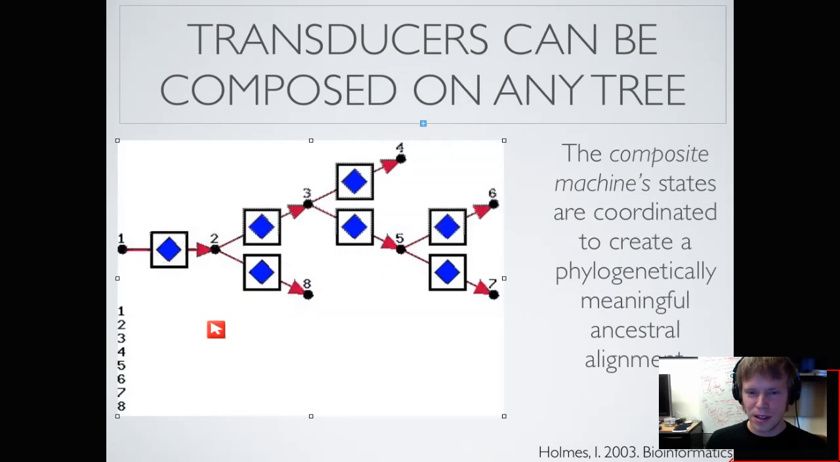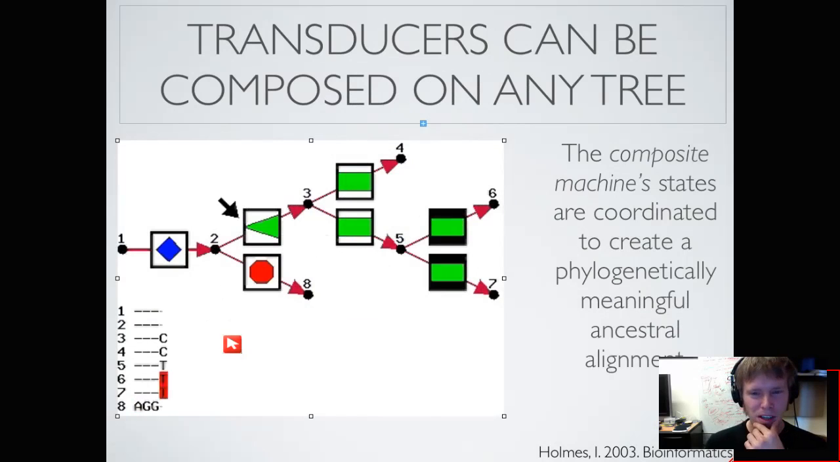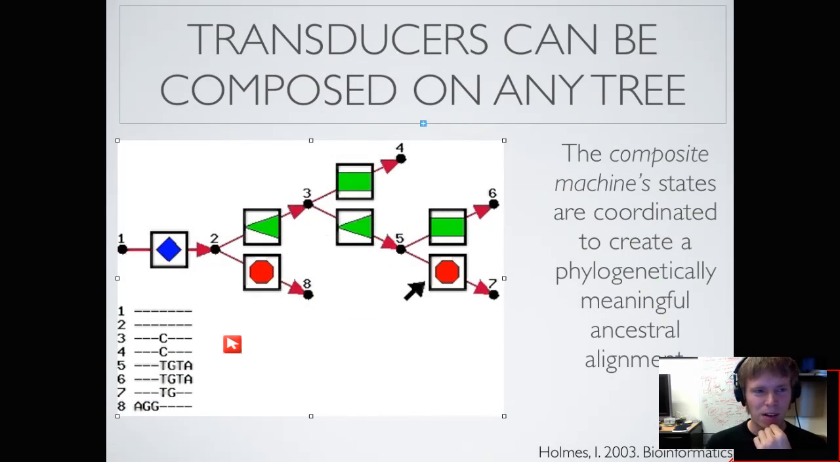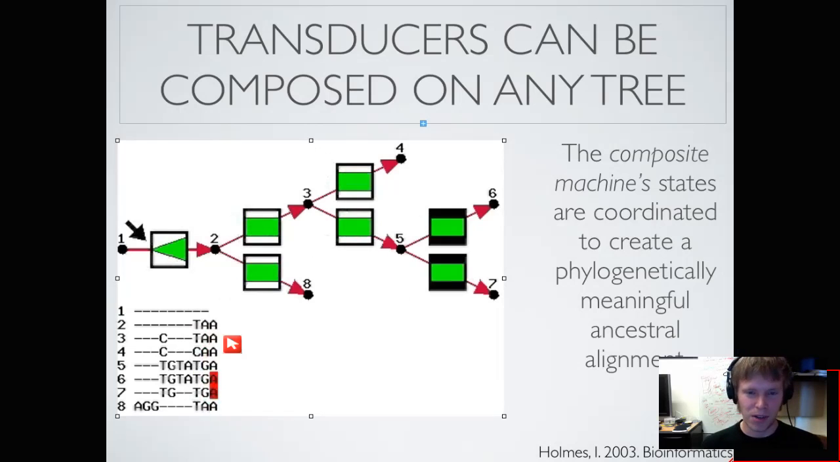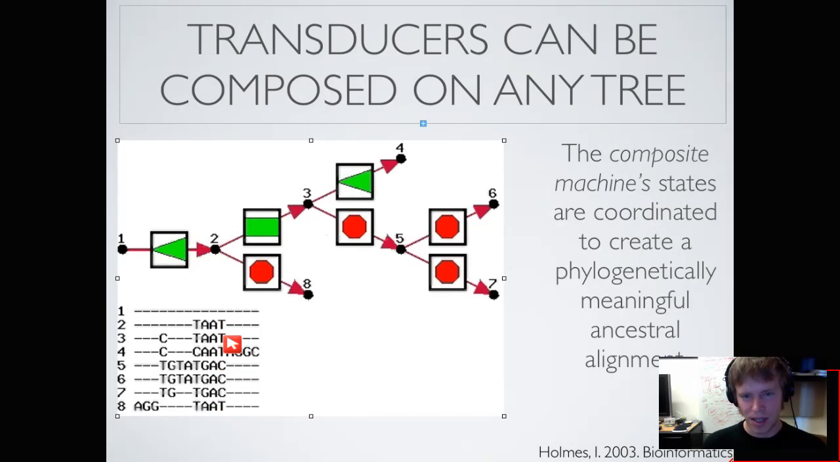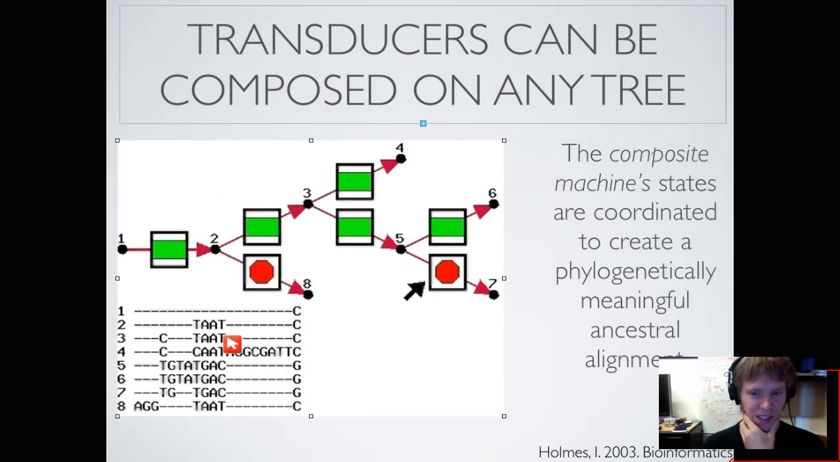So this took me a little while to really understand. I feel like seeing this movie really helped, and I hope this is coming across okay on the broadcast. This is a movie of an 8-node tree generating a multiple alignment with these transducers. Green squares are when a sequence is matched and comes in and then goes out. Triangles are either an insertion or deletion, depending on the way they're facing.